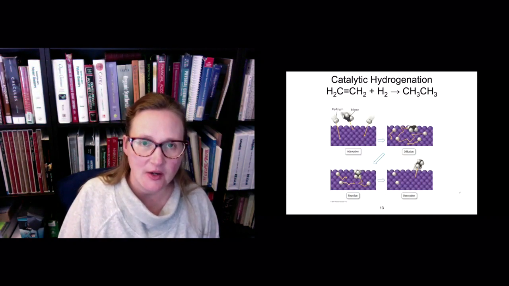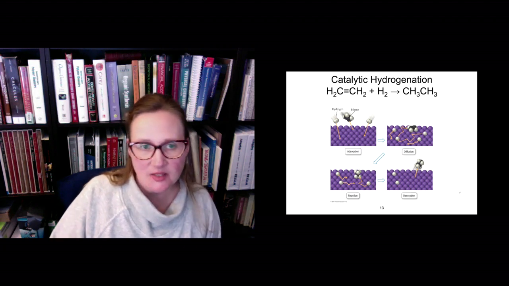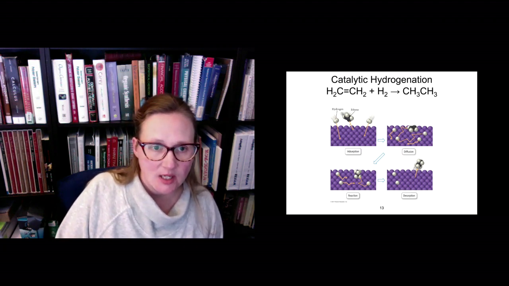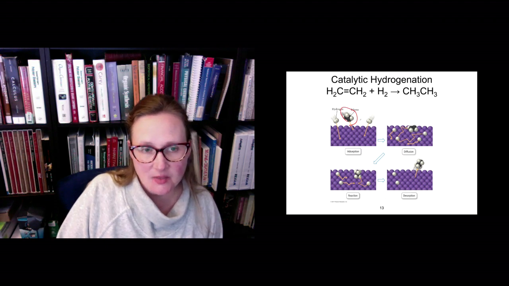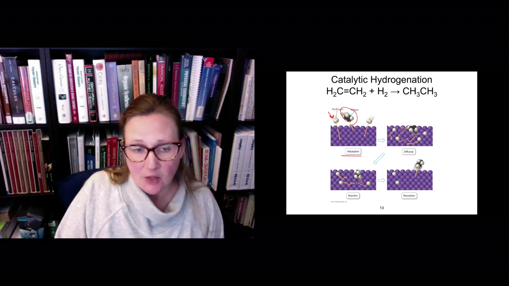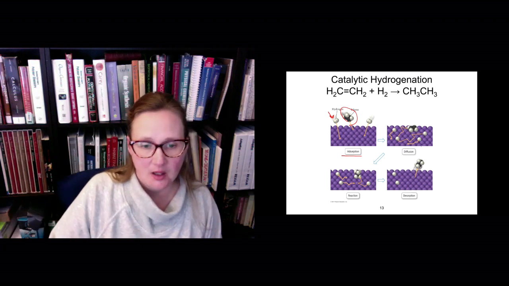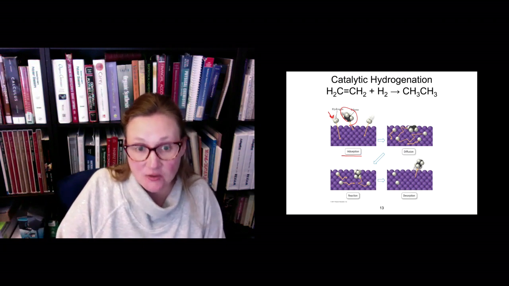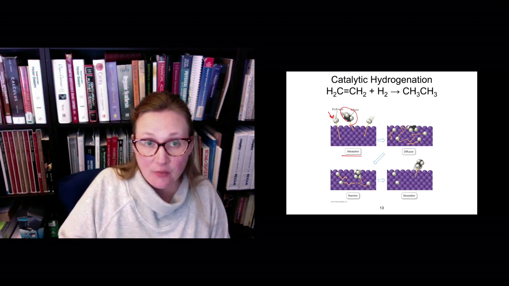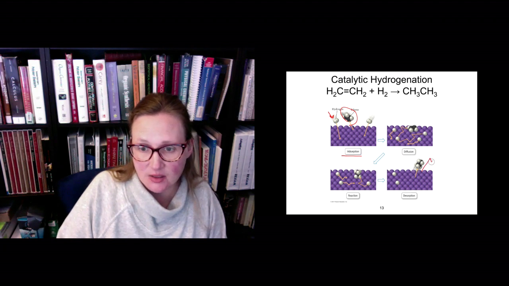An example of heterogeneous catalysis is catalytic hydrogenation. So ethene, C2H4, comes in, hydrogen comes in, and they adsorb onto this surface. After they adsorb, they diffuse on the surface. Remember, this is a solid phase. The reaction actually happens at the surface, so the higher the surface area, the more reaction you can get to take place. And then after the reaction has happened, there's desorption.